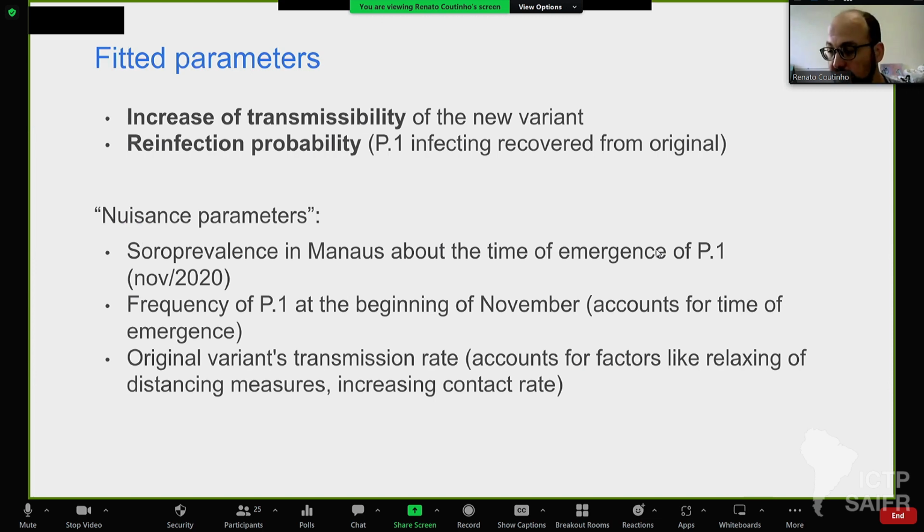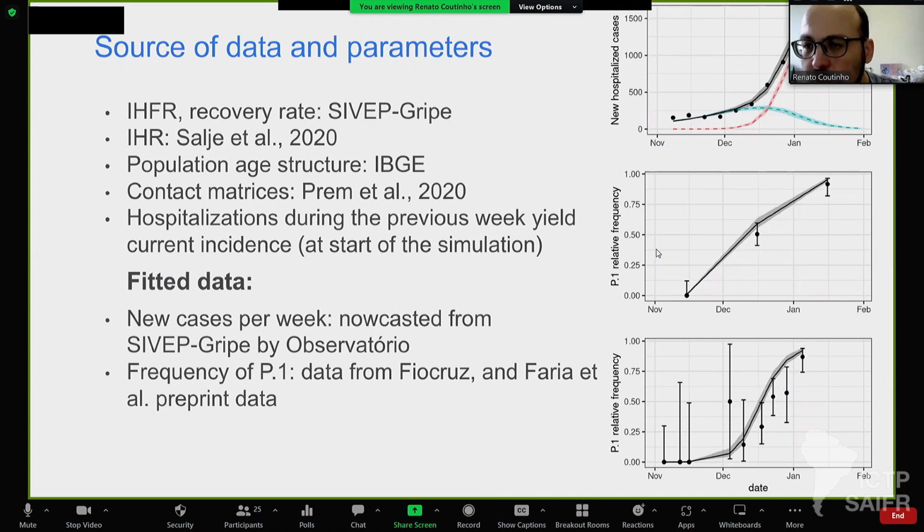The other parameter that we need to take into account: in November, we know that very few cases were from the new variant, okay? But when exactly did it start? Did the new variant start to grow in the beginning, middle, or end of November? It's really hard to know for sure, and it's really important to fit the data, because these dots are the sum of the new variant with the original variant, and we cannot really separate them.